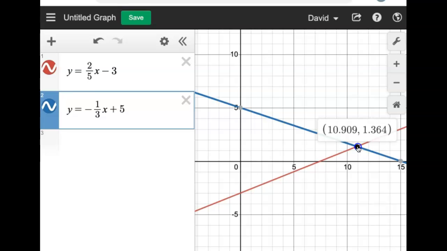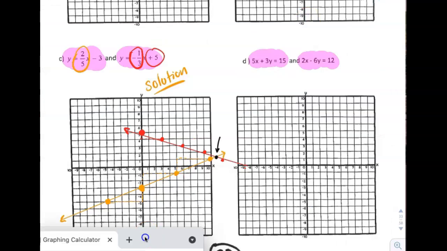Now that wasn't a very nice solution. We wouldn't be able to find that graphically without Desmos, but 10.9, 1.3, right? So if I was to go over 10.9, 1.3, that's just about where that point is right there. That is the solution to those two lines. Not a pretty one because it came out wacky, but the moral of the story there is when you graph two lines, where they intersect is the solution.